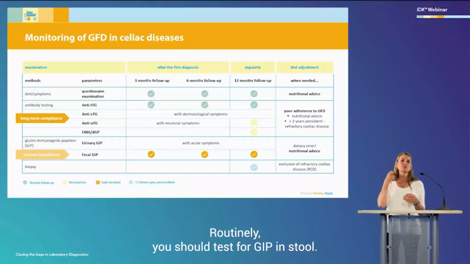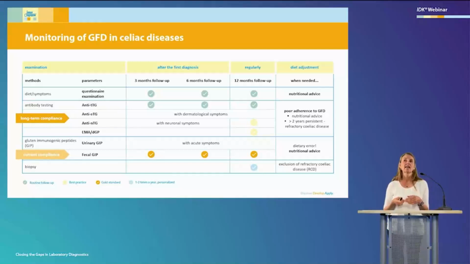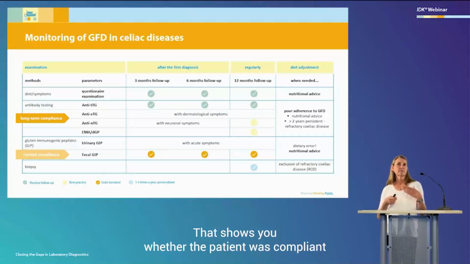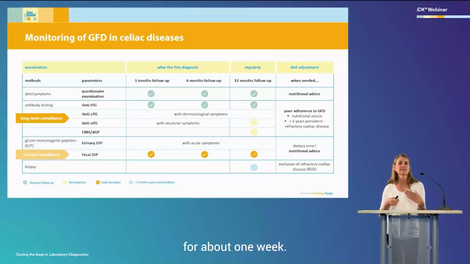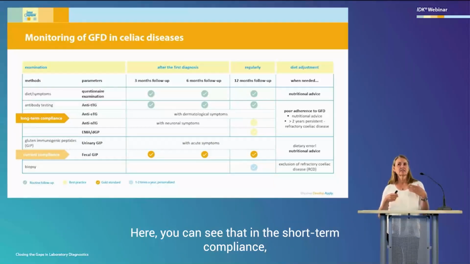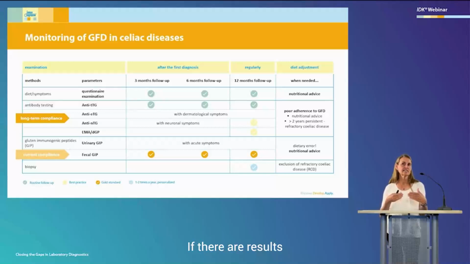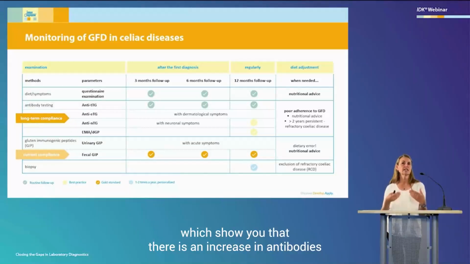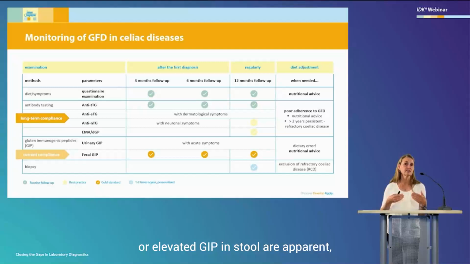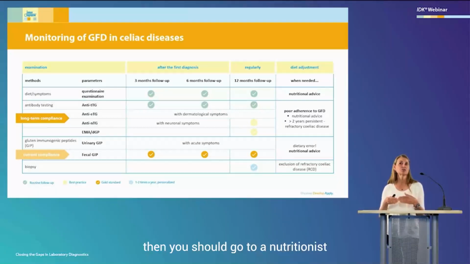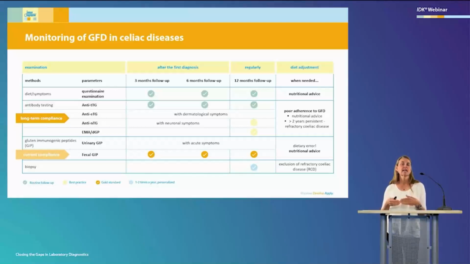Routinely, you should test for GIP in stool. That shows you whether the patient was compliant for about 1 week. Here you can see that in the short-term compliance, the patient adheres to the gluten-free diet. If there are results which show you that there is an increase in antibodies or elevated GIP in stool apparent, then you should go to a nutritionist and do education.